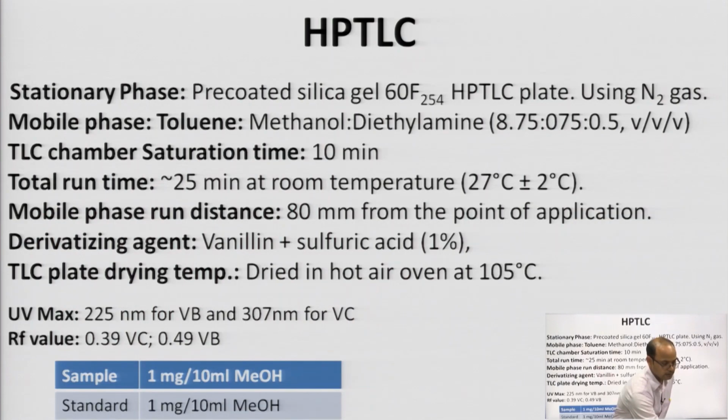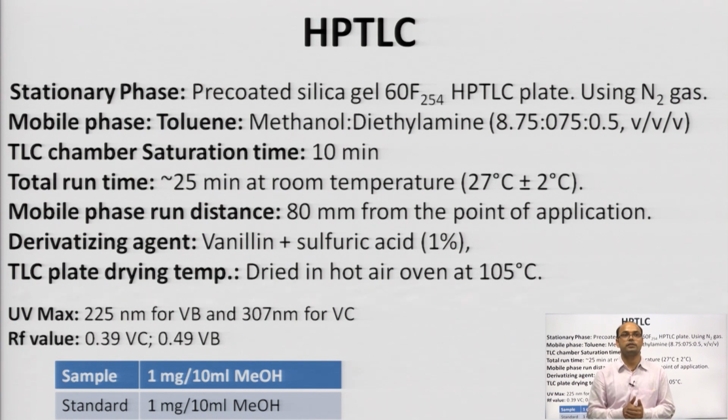Moving on to the next, this is the HPTLC analysis. Here we have used pre-coated silica gel plates. Here we have used the mobile phase toluene, methanol, diethylamine in the ratio of 8.75 to 0.75 to 0.5. In this way we have carried out the TLC analysis.